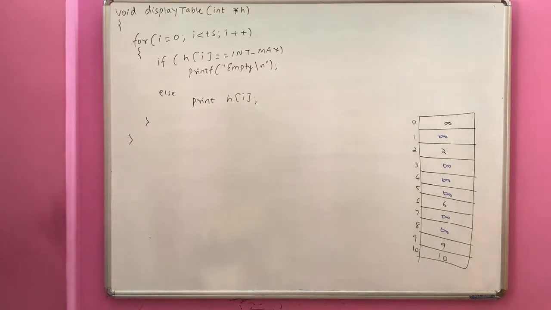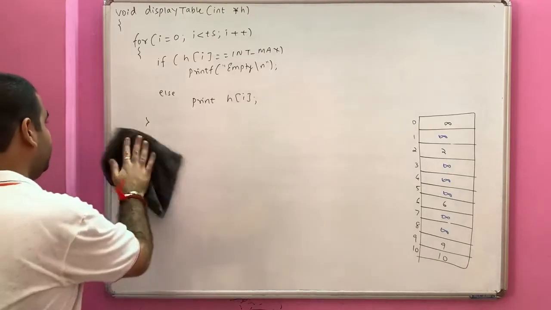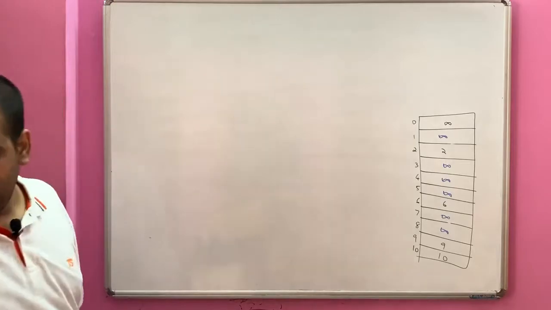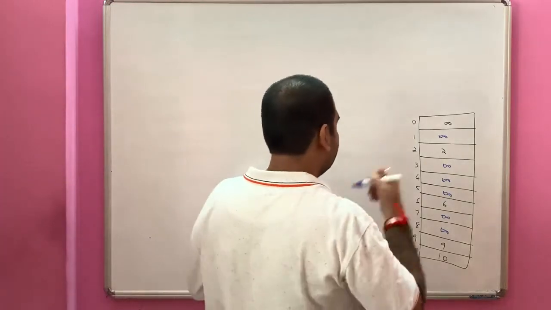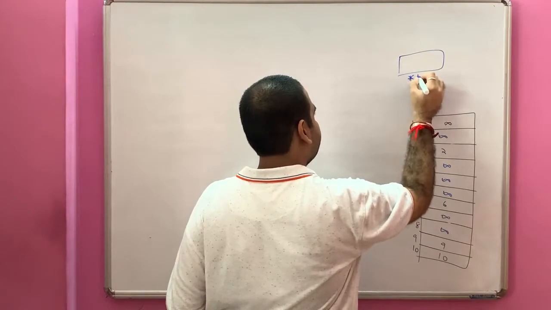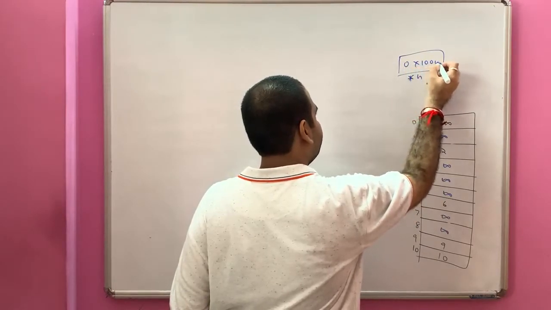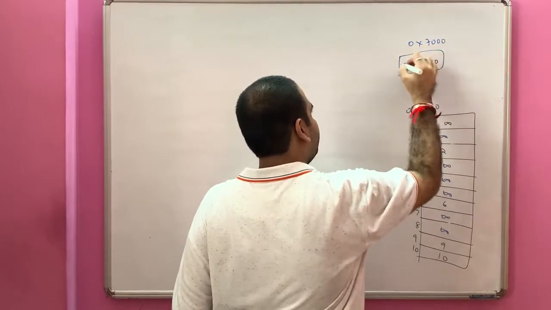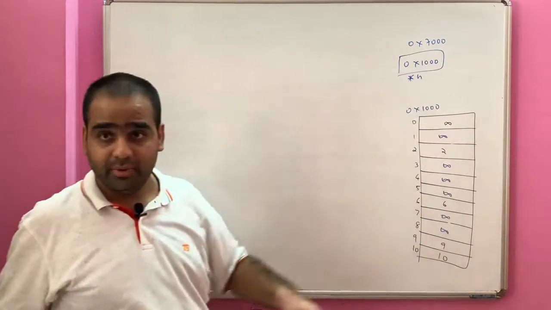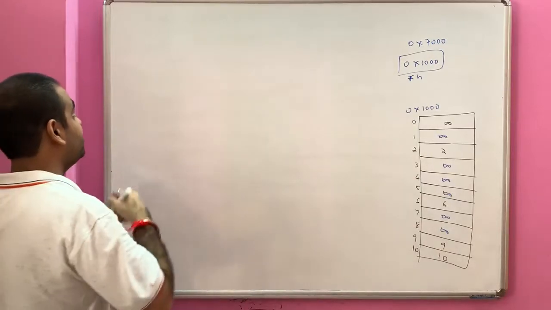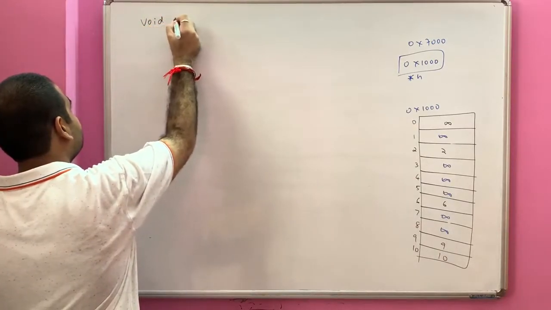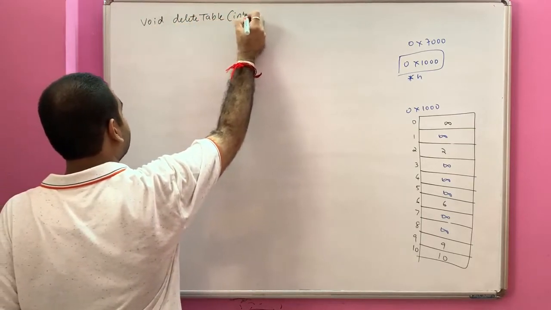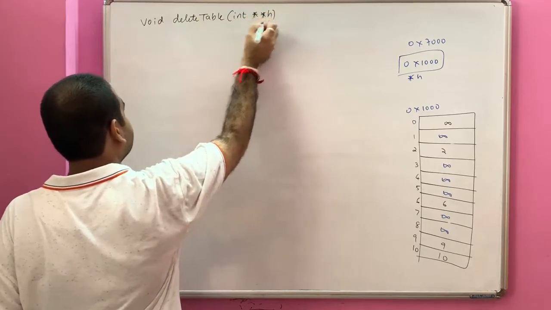Now let's see the next thing, the delete table. Please pause the video and make a note of it. Now how do you delete the table? Whenever I delete the table, this is star h in main. Suppose the value is 1000, and let the address of this be say 7000. This 1000 should become null because I am deleting it. Therefore it should be passed with address. We say void delete table, and it should be passed with address, hence it is int star h.